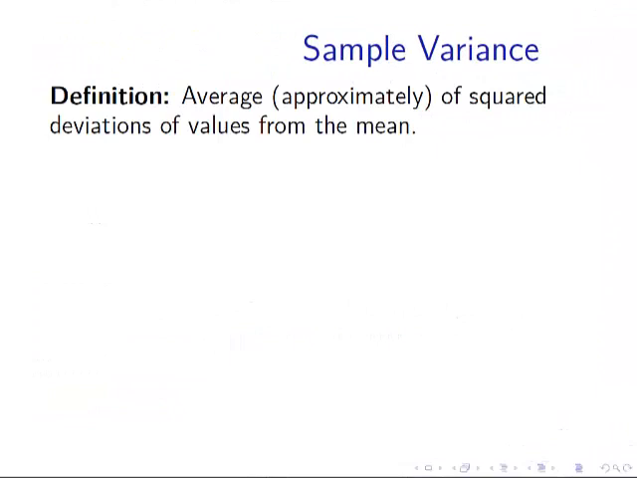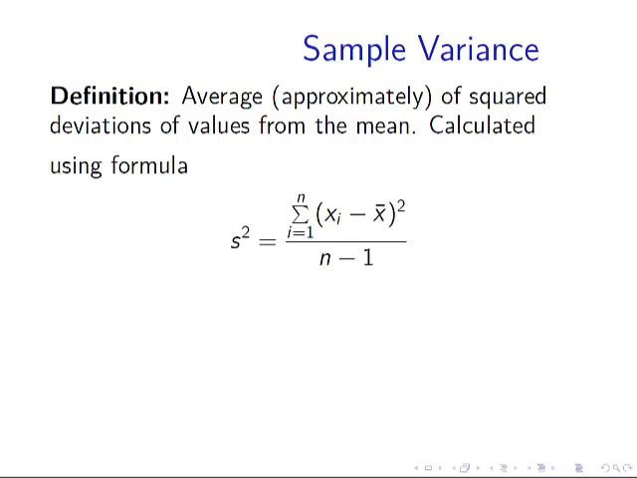Sample variance. It's the average of squared deviations of values from the mean, calculated using the formula. We denote it as s squared, and it's equal to a fraction. In the numerator, we subtract the sample mean from each value of our data sample, find the square, and sum all of these squared differences, and then divide it by n minus 1.